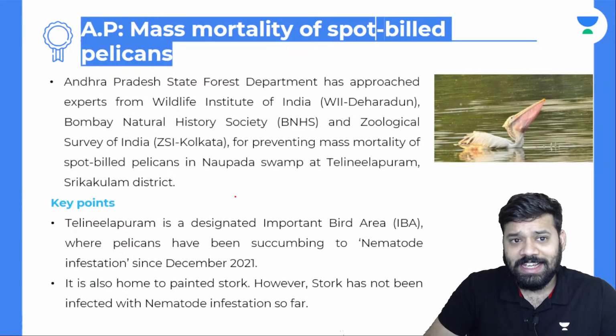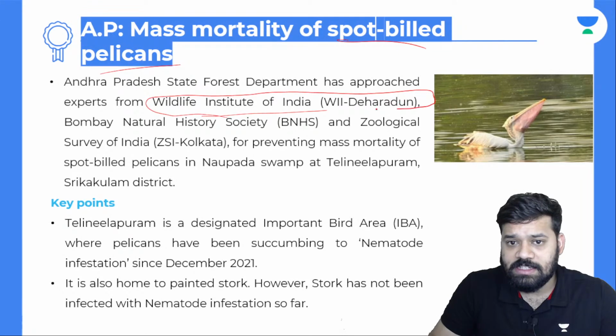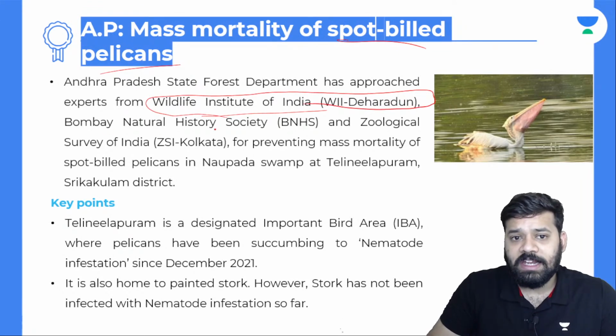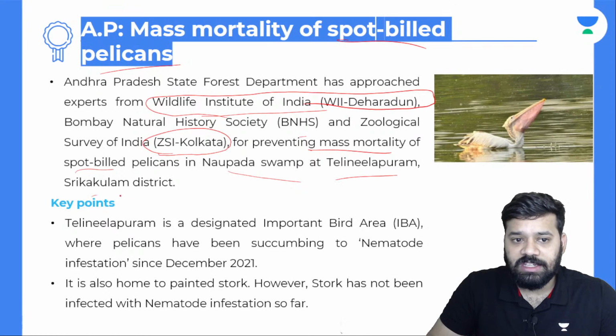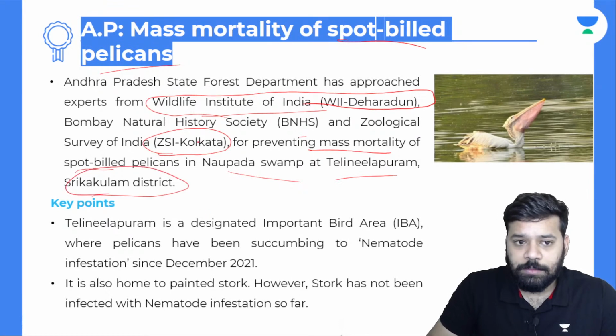Going forward, in Andhra Pradesh there is mass mortality of spot-billed pelicans. The Andhra Pradesh State Forest Department has approached experts from the Wildlife Institute of India. So, where is the headquarters of Wildlife Institute of India? It is in Dehradun. And also the Bombay Natural History Society, that is BNHS, and the Zoological Survey of India, that is in Kolkata, for preventing mass mortality of spot-billed pelicans in Naupada swamp, that is in Telinilapuram in Srikakulam district. Okay, so Andhra Pradesh, Srikakulam district, Telinilapuram, Naupada swamp.